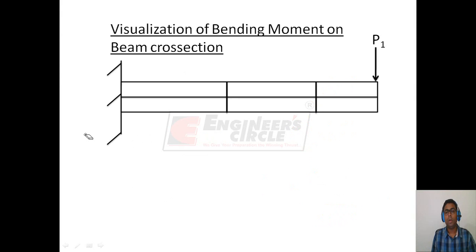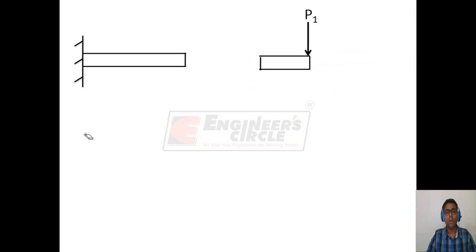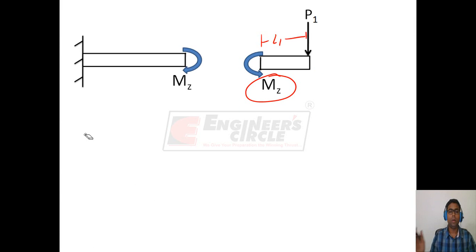So the moment of load P1 on this cross section will be P1 into L1. On this cross section it will be P1 into L2. Because of these moments, this beam will bend in this manner. To resist this bending, internal forces will be acting on every cross section. So if we make a cut on any cross section, we can see that an internal bending moment MZ will be acting to oppose the external bending moment P1 into L1. An equal and opposite moment will be acting on this cross section.